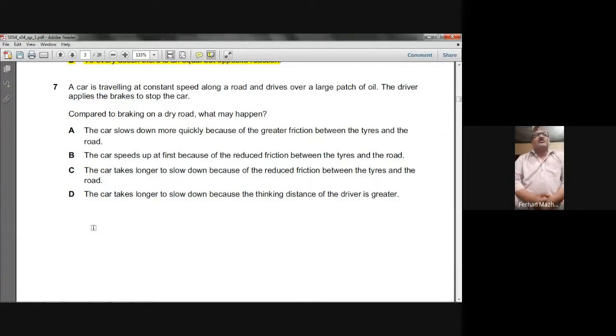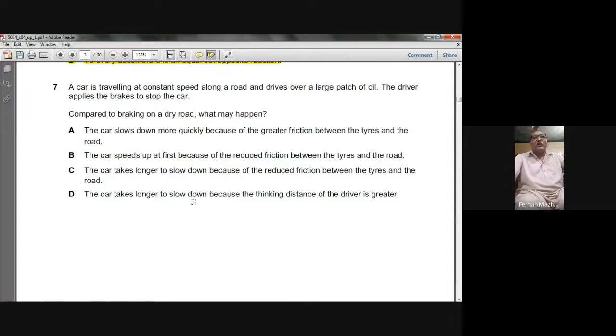He says the car slows down more quickly because of the greater friction between the tires and the road. This is totally wrong. The car speeds up at first because of the reduced friction between the tires and the road. We cannot say that. The car takes longer to slow down because of the reduced friction between the tires and the road. This can be the answer.